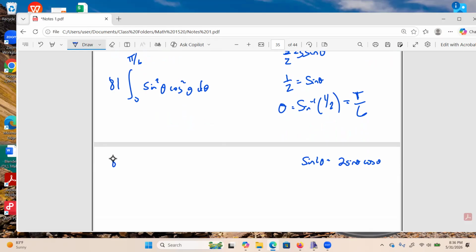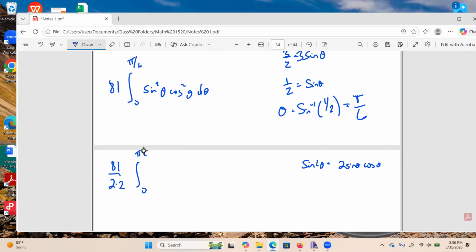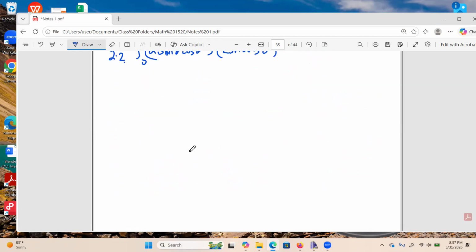So what I'm going to do is say this is 81 over 2 times 2. I've got two 2's here. Okay, so we have pi over 6 here. So I have a 2 sine theta cosine theta, that's one of them, times 2 sine theta cosine theta. There's two of them, so now I have two 2's in the numerator. That gives me 81 over 4, integral from 0 to pi over 6.